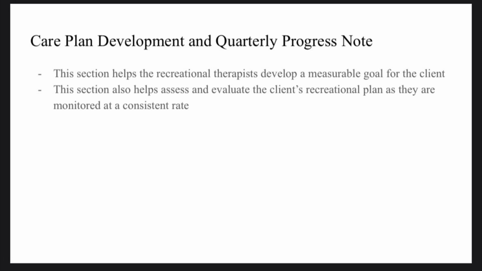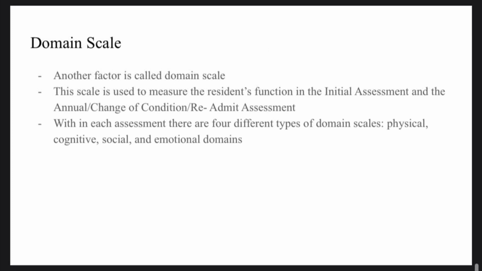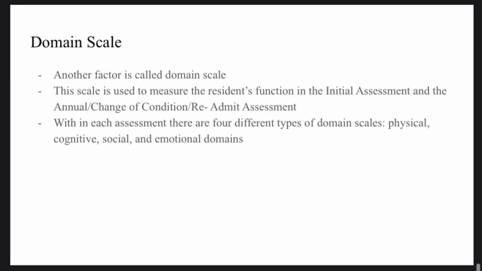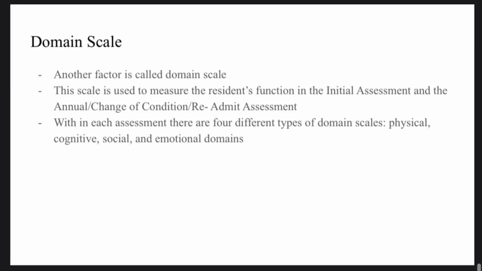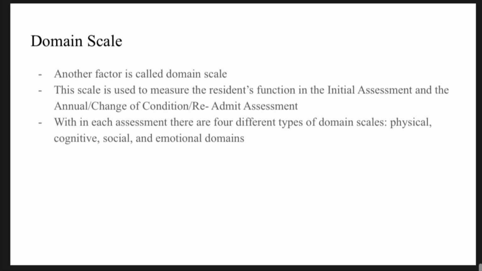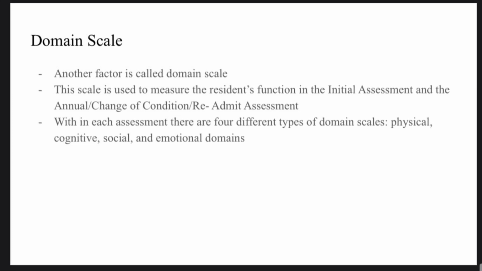Let's move on to talking about something called the domain scale. Another factor for this whole MARRCC assessment is called the domain scale. This scale is used to measure the resident's function in the initial assessment and the annual/change of condition/readmit assessment. Within each assessment, there are 4 types of domain scales: physical, cognitive, social, and emotional domains.